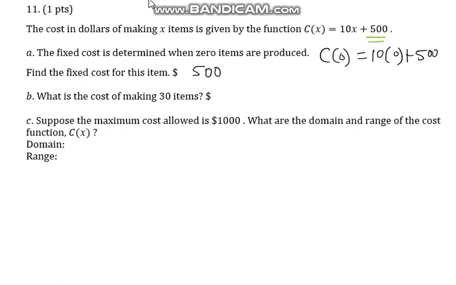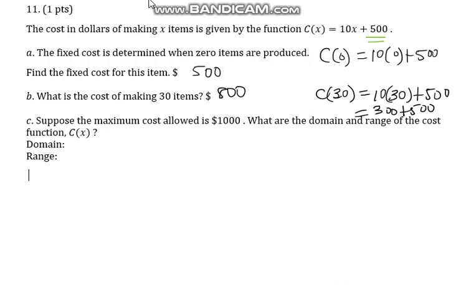What is the cost of making 30 items? Okay, so we want to now calculate C of 30, and that's 10 times 30 plus 500. Okay, 10 times 30 is 300 plus 500, and so we get a total of $800.